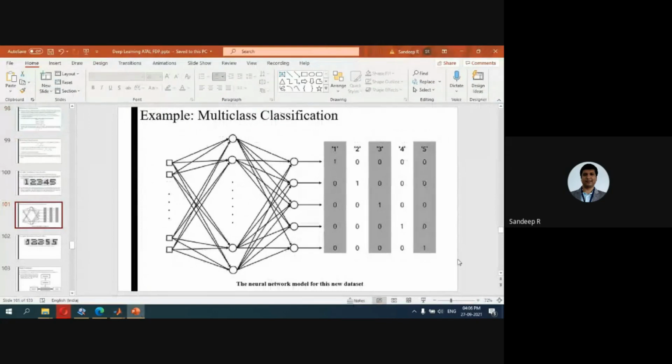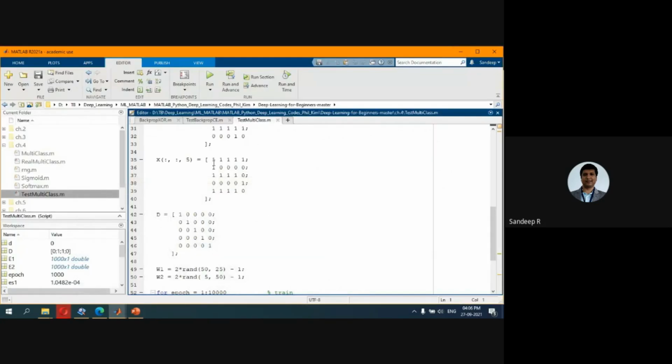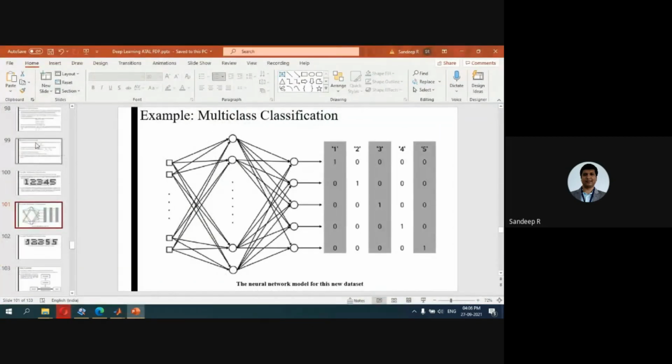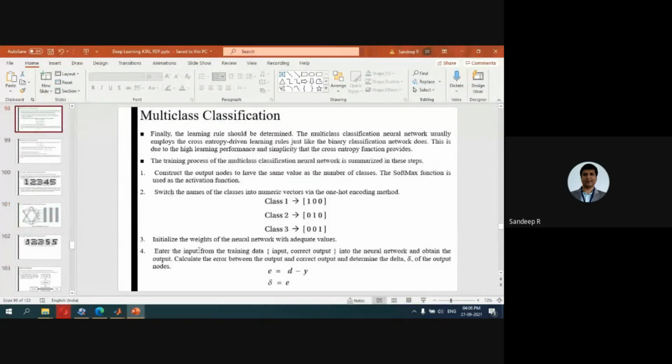Correct output is what? See this diagram, this is the correct output. 1, 1, 1, 1, 1. So it's a 5 cross 5 matrix, only ones in the diagonal, a 5 cross 5 unit matrix. So we have made everything, so the first and second steps are done. Third one, initialize the weights of the neural network with random values, right?